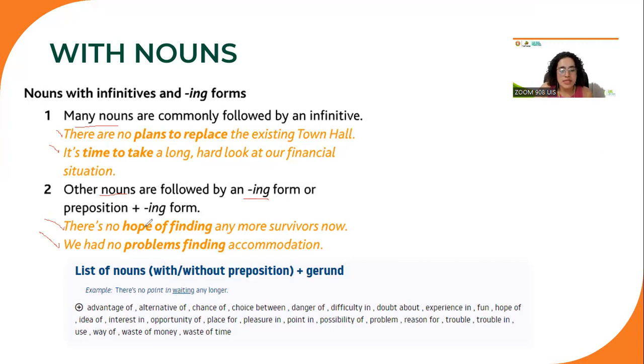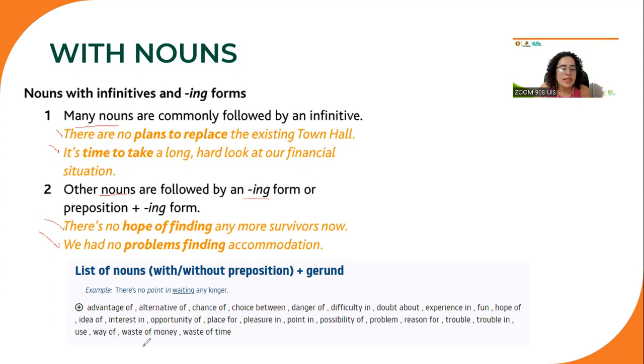These are some examples. Here I have a short list of other nouns that you use with the gerund form, the ing form. So advantage of, alternative of, chance of, danger of, difficulty in, experience in, fun. So I had fun swimming, okay? Or I had fun going to the cinema.